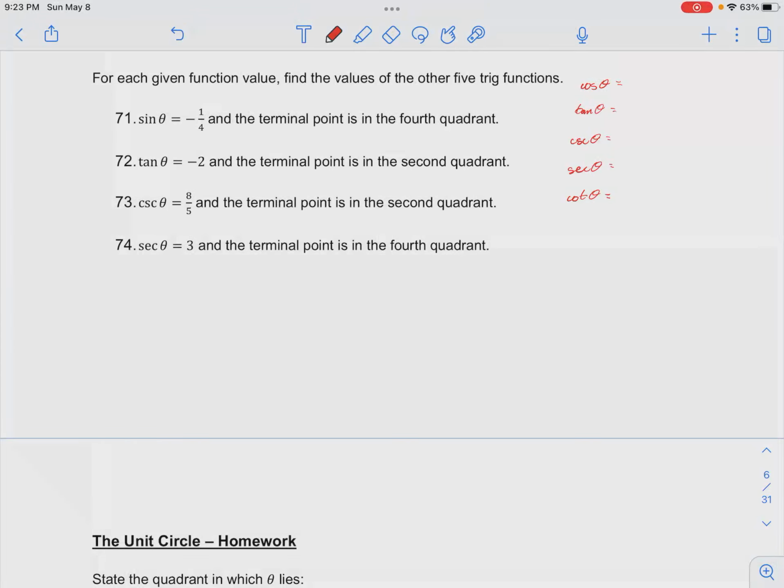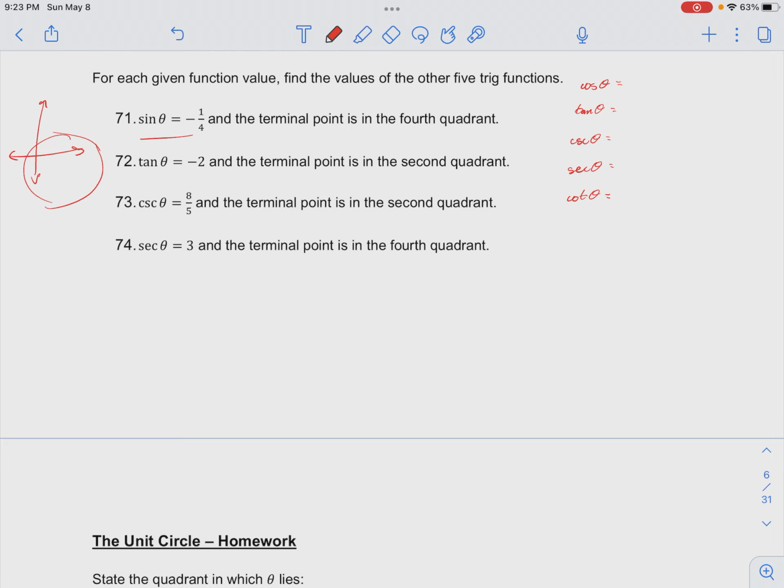Number 71 in your class, trick for the unit circle. We have a value of sine theta as negative 1/4, and we know the terminal point is in the fourth quadrant. So we have a case that looks like this. We have a point that is in the fourth quadrant, so it has to occur somewhere here. Then sine of theta we know is negative 1/4.